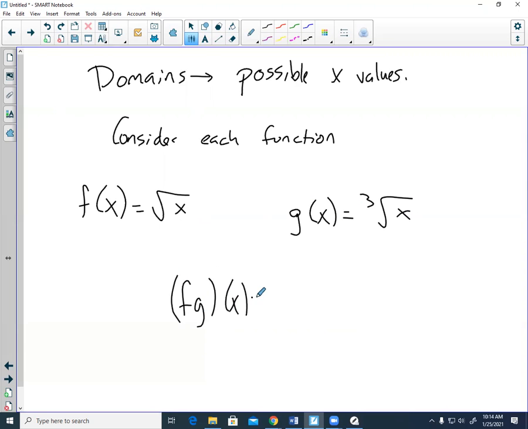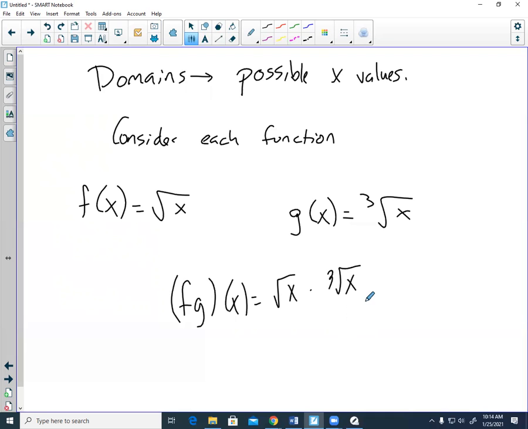So let's say I want to combine those, which means that I'm going to take f of x times g of x. So I'm going to do the square root of x times the third root of x, which I'm hoping is not too bad. I'm hoping as you look at this, it's not too awful because you're just taking the thing and plugging it in, right? But now your job would be to simplify.